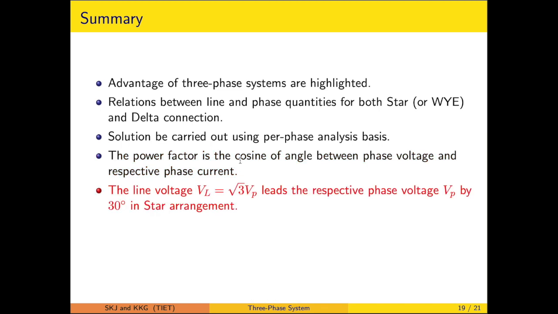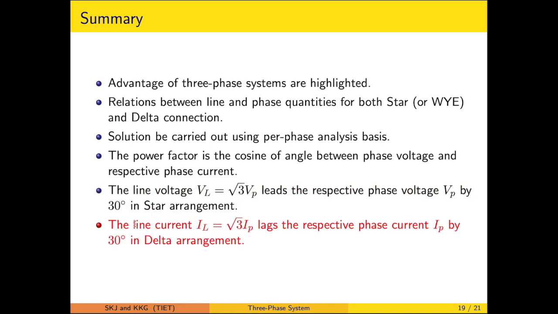The line voltage VL is equal to root 3 times Vp and leads the respective phase voltage. The line voltage VL is equal to root 3 times Vp. It leads the respective phase voltage by 30 degree in the star arrangement. So that particular is highlighted. Similarly, the line current is root 3 times the respective phase currents and it lags the respective phase current by 30 degree in the delta arrangement.